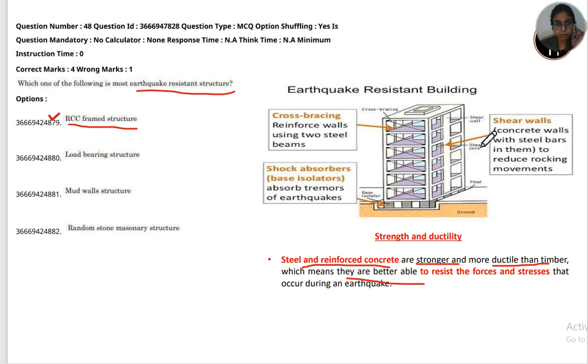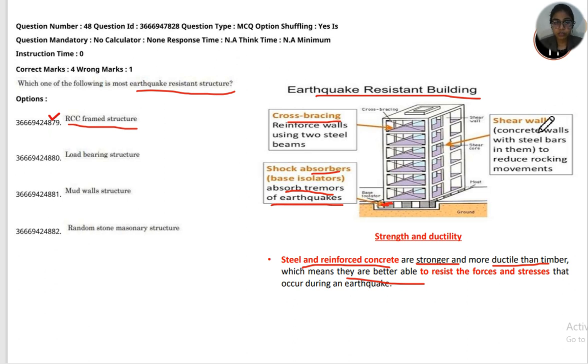See, this is an earthquake resistant building. Now look at its structural features. Here you have cross bracing, reinforced walls using two steel beams, with the help of cross bracings. Then the shock absorber: here you have your shock absorber at the base. It absorbs the tremors of the earthquake. So this is the purpose of the shock absorbers.